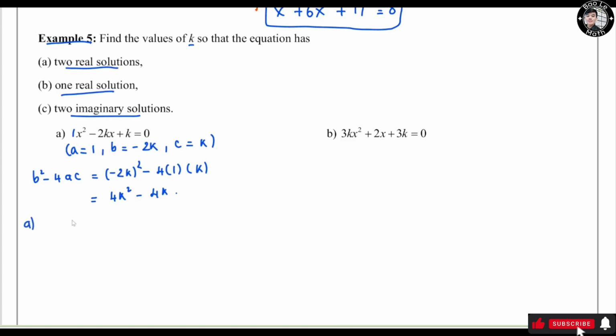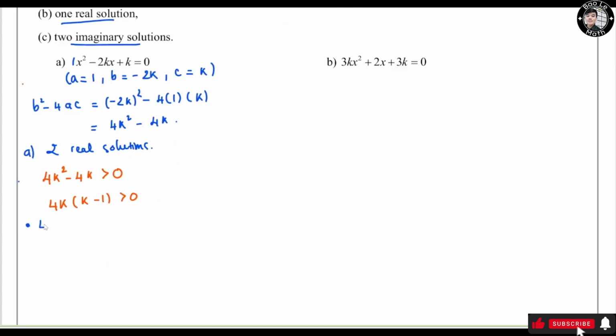So case number 1, 2 real solutions. In order for the quadratic equation to have 2 real solutions, the discriminant must be greater than 0. So we have 4k squared minus 4k greater than 0. Now we're going to factor 4k out, so it could be 4k times k minus 1 greater than 0. So I just find the 0 of this one. 4k equals 0, then k equals 0; k minus 1 equals 0, then k equals 1.